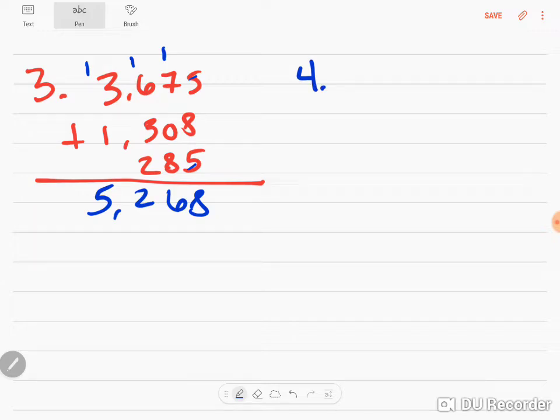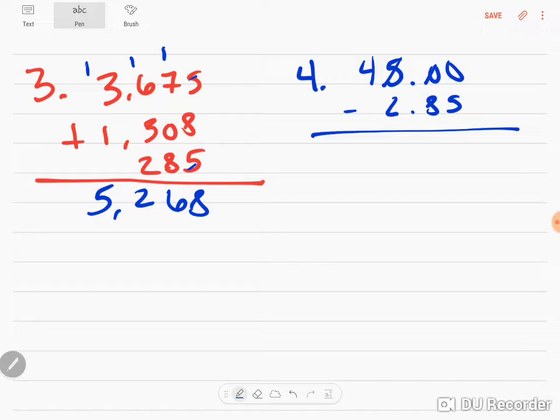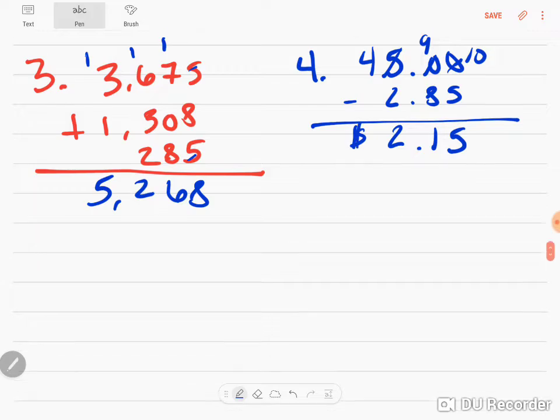Number 4. Patrick paid $5 for a $2.85 lunch. How much money should he get back? This is a subtraction problem. We're going to take 5.00 minus 2.85. I can't take 0 from 5, so I have to borrow. That becomes a 4. This becomes a 9. That becomes a 10. 10 minus 5 is 5. 9 minus 8 is 1. Keep my decimal lined up. 4 minus 2 is 2. Your answer is $2.15. All right, we're going to keep going.